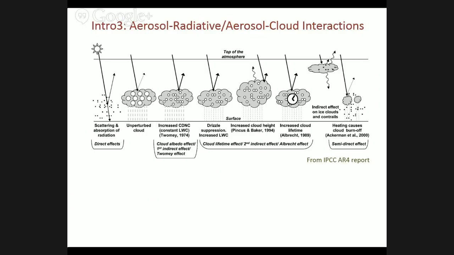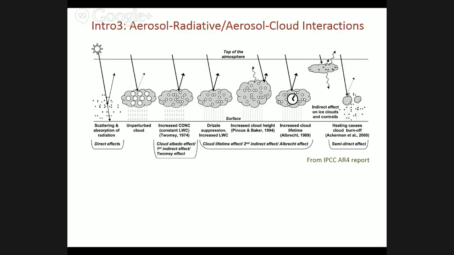Essentially, this is an unperturbed cloud where you see bigger cloud droplets and there is some rain. This is a nice cartoon. This is the incoming solar radiation, and a part of it is reflected back, shown by a thin line. So now this is the first indirect effect.